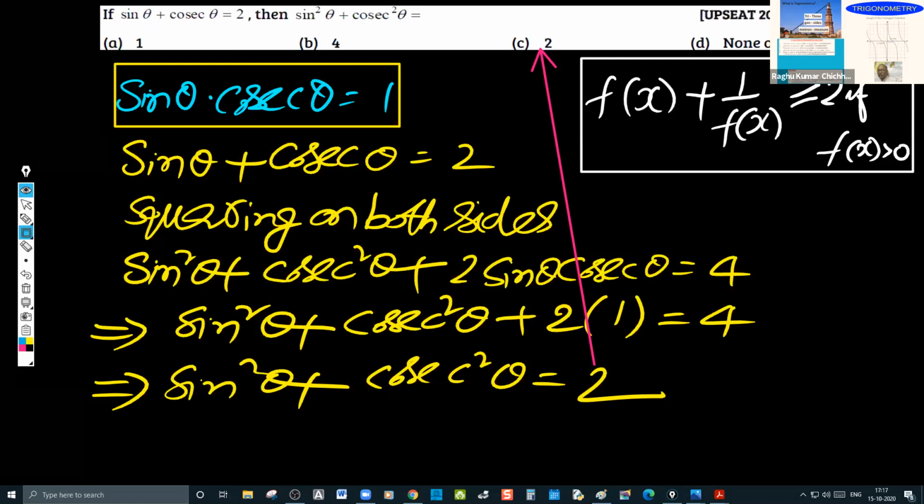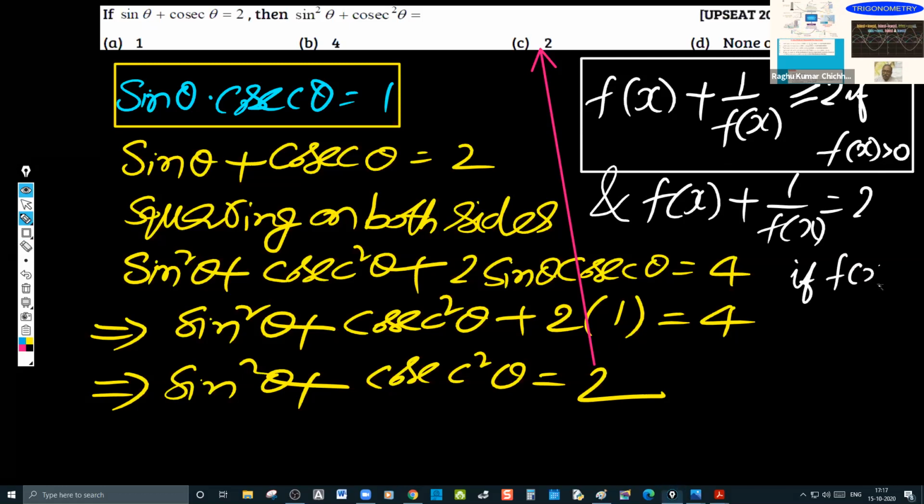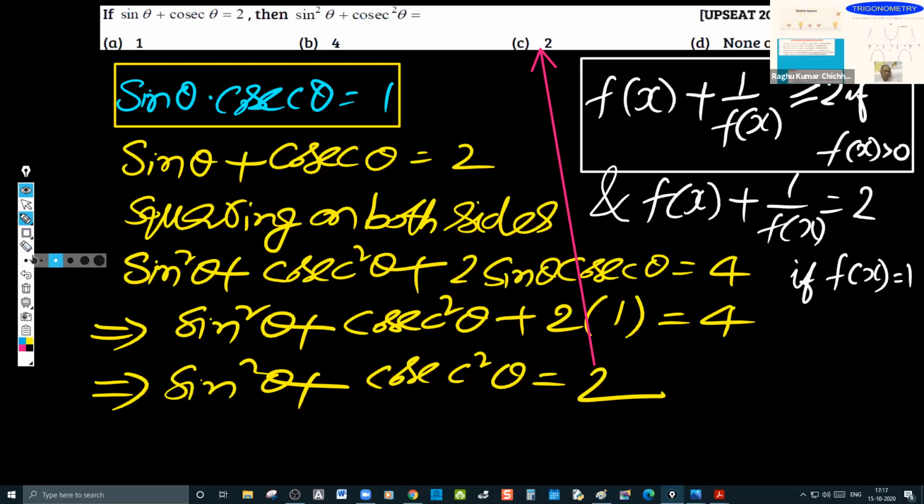So it is given that it is equal to 2. Equal to 2 is possible. And f(x) plus 1 upon f(x) is equal to 2 if f(x) is equal to 1, this is what you have to understand. Okay, so this is one question. Let us move to another such question.